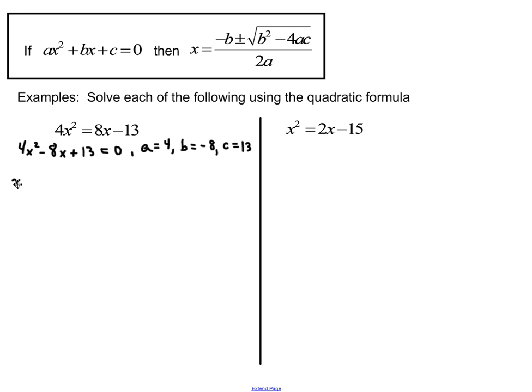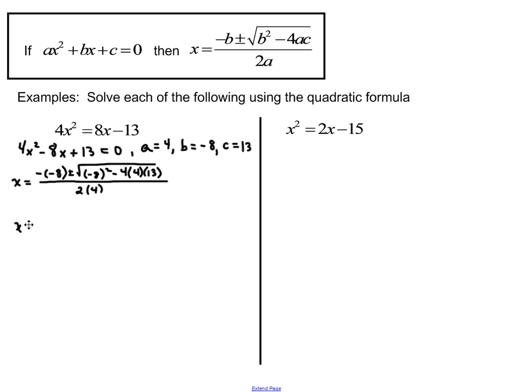So we're going to get x is equal to the negative of negative 8. Right, so negative of negative 8, I'll just write it out. Negative of b plus or minus the square root of b squared, so negative 8 quantity squared, minus 4 times a, which is 4, times c, which is 13. This should be interesting. All divided by 2 times a, so 2 times 4. So now let's go through the steps to simplify all of this.